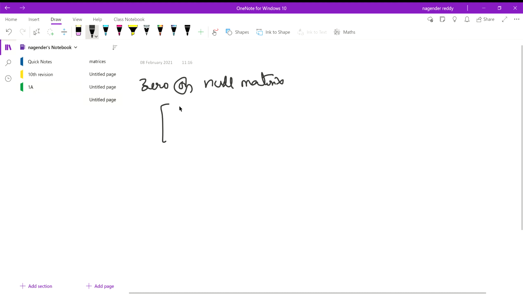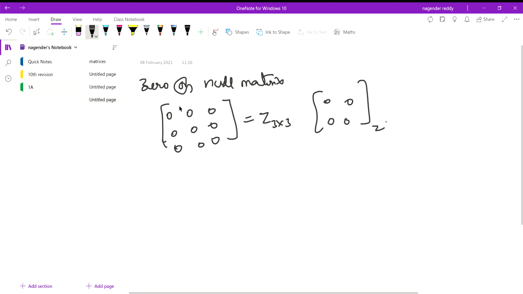In a matrix, if all the elements of the matrix are 0, then it is called a zero or null matrix, and it is denoted with Z. It is Z 3 by 3, with 0 0 0, and it is Z 2 by 2, capital Z. So according to your situation, we have to go for 2 by 2 or 3 by 3, whatever.